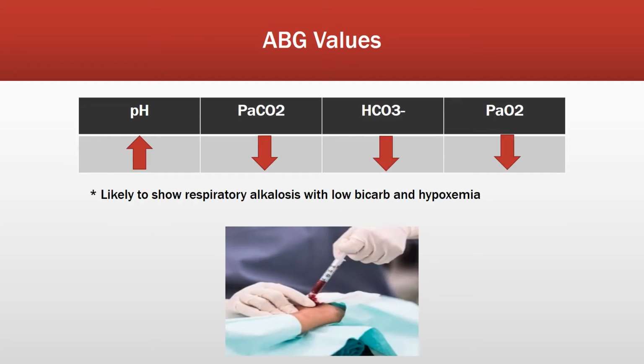With an ABG, you will likely see a respiratory alkalosis with a low bicarb and hypoxemia. The pH is going to be high, the CO2 will be low, the bicarb will be low, and O2 will be low.